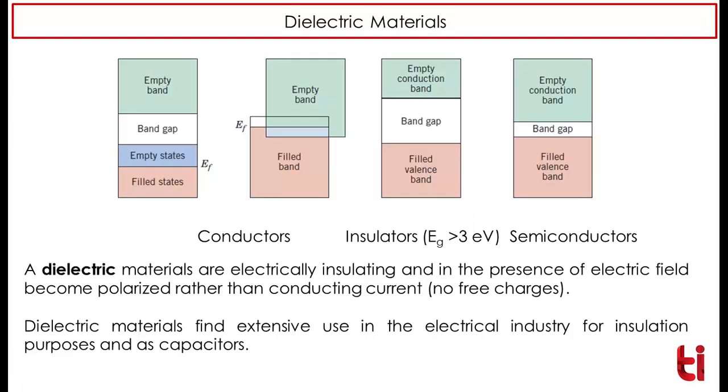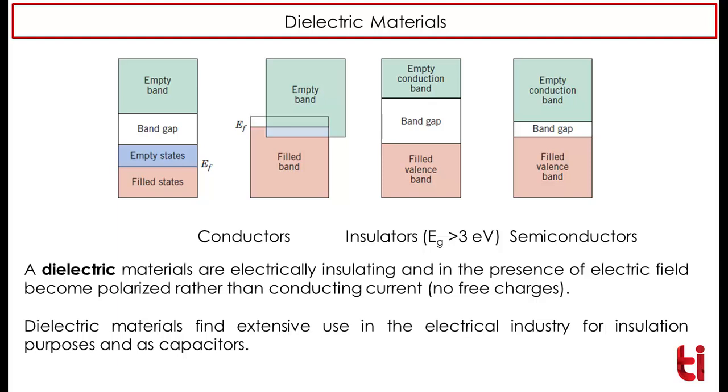So if we talk about materials and their electrical properties, what we find is that there are three types of materials. We have the conductors, which have very large conductivity. We have semiconductors, and then we have insulators. This difference between the materials arises because of the value of the band gap. Conductors generally have zero band gap. Semiconductors have a small band gap, and insulators have a very large band gap of greater than 3 electron volts.